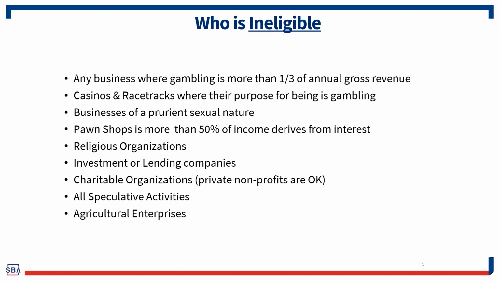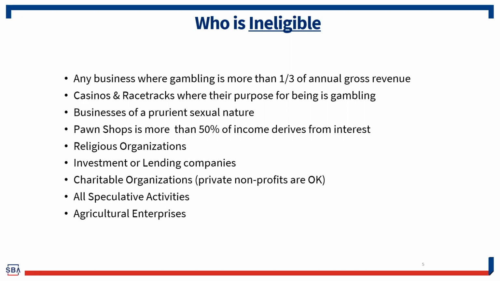It's easier to talk about who is ineligible. So any business where gambling is more than 1/3 of its gross revenue, casinos and racetracks where the purpose for being is gambling, businesses of a prurient sexual nature, pawn shops where more than 50% of the income derives from interest, religious organizations, investment companies or lending companies such as banks, charitable organizations.